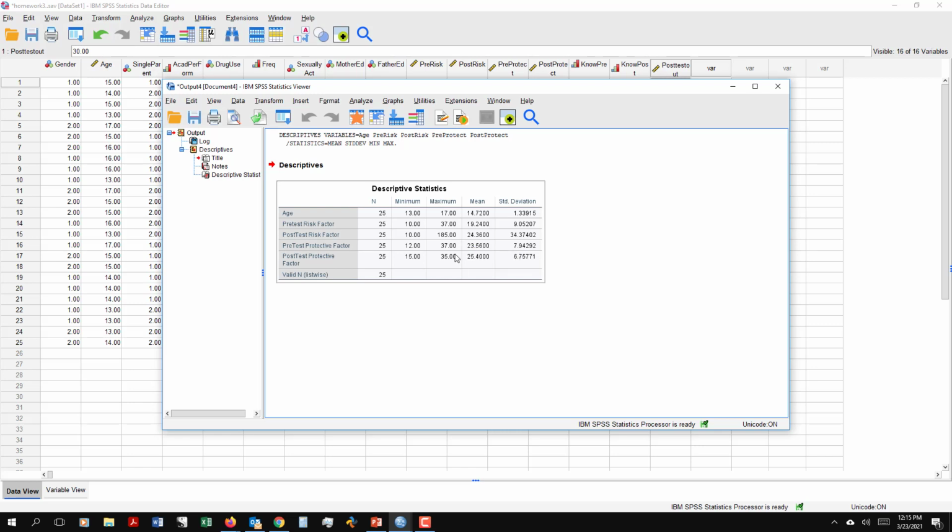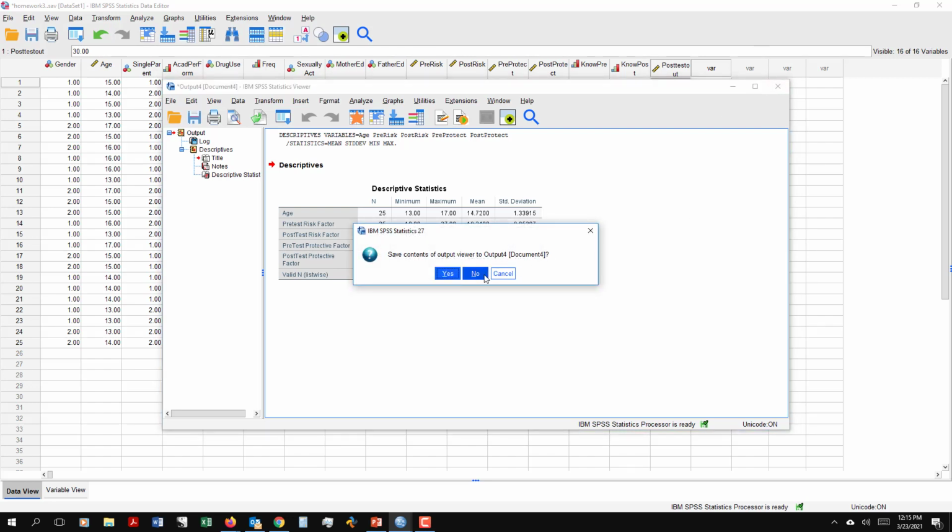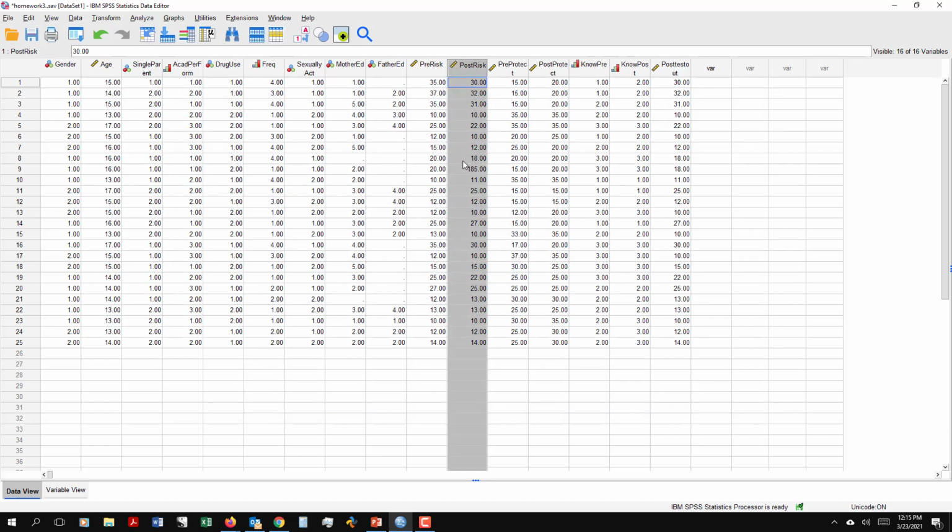Here we have our pretest protective factor. It's within range. Pretest protective, it's within range. So we have our minimum, our means, and they all look within range with the exception of this post-test risk factor. So let's go back and let's look at our data. So here's our post-test, and here's that one. Now we actually have to decide what to do with that one. And we can do a couple of things here.